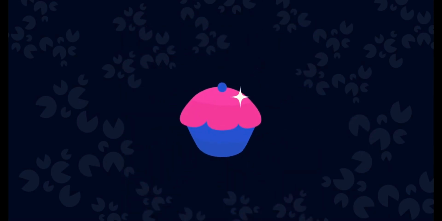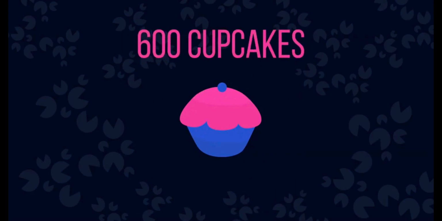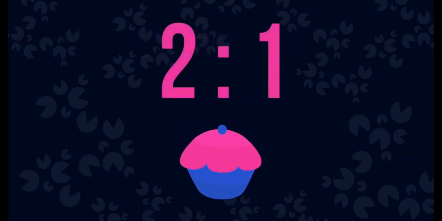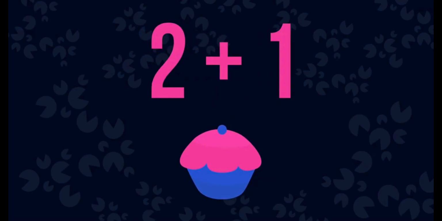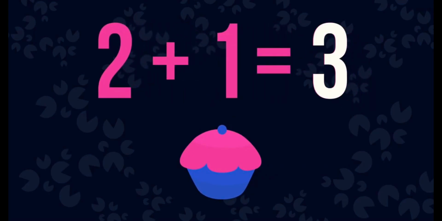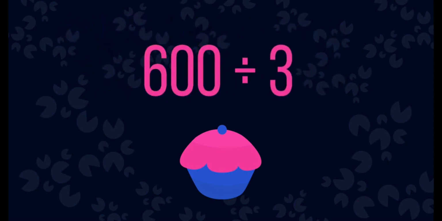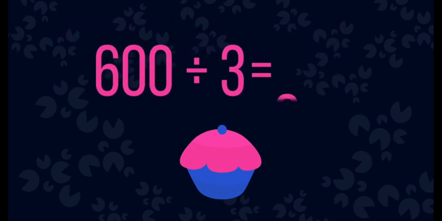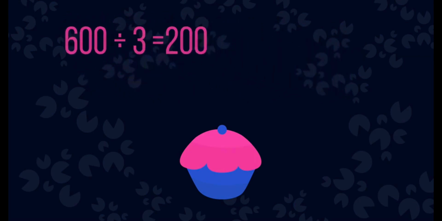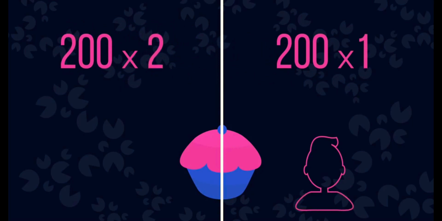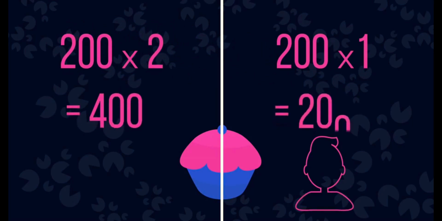For example, if you instead wish to share 600 cupcakes with your friend in the same ratio of 2 to 1, we would add together the ratio parts, giving a value of 3. We would then divide 600 by 3, giving an answer of 200. Finally, we would multiply 200 by our initial ratio parts, resulting in 400 cupcakes for you and 200 cupcakes for your friend.